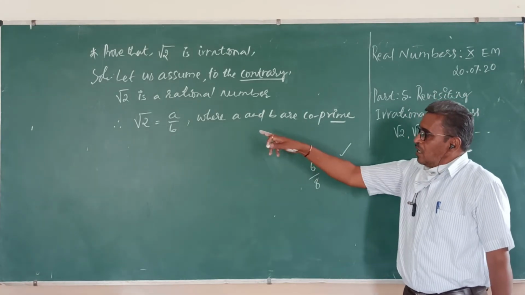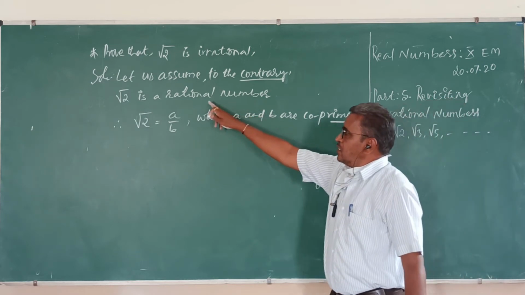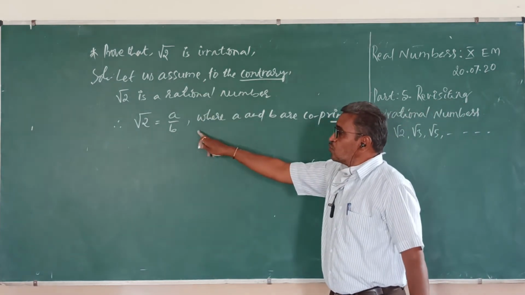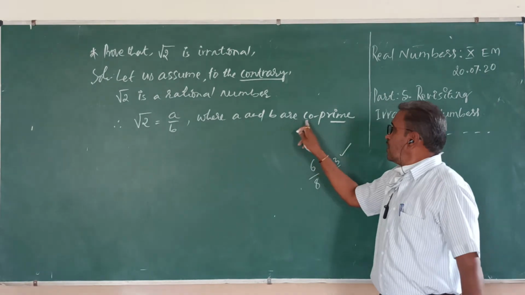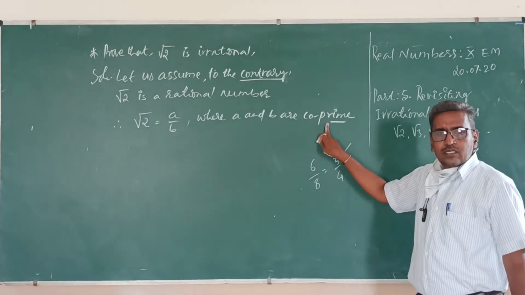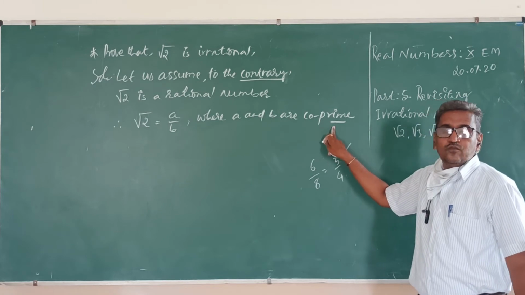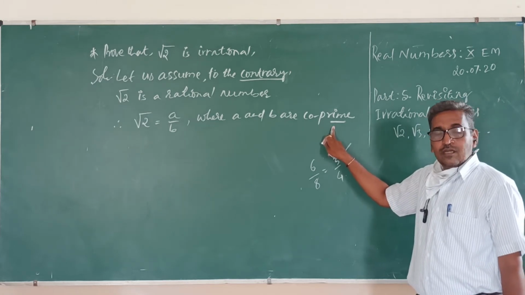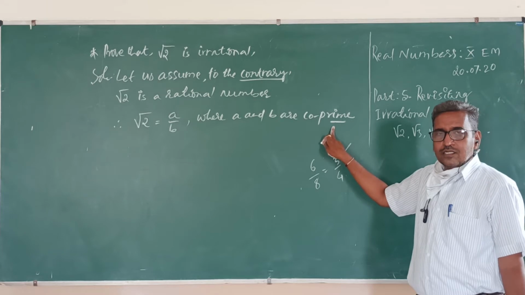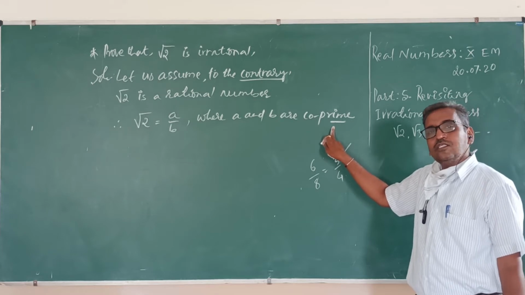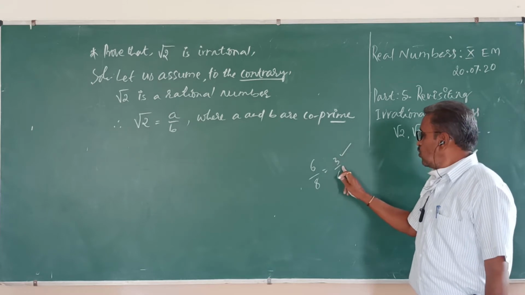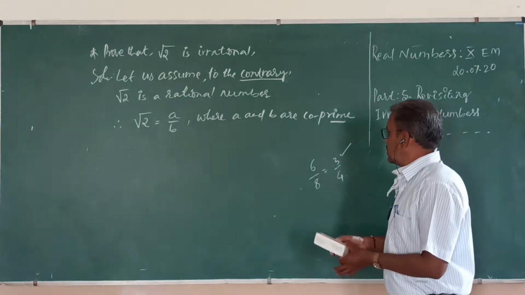So root 2 equal to a by b was considered. We are just assuming it is a rational number: root 2 equal to a by b, where a and b are integers and co-prime. That is the definition of rational numbers: p by q, where p and q are integers and q is not equal to 0. So co-prime means whose HCF is 1.